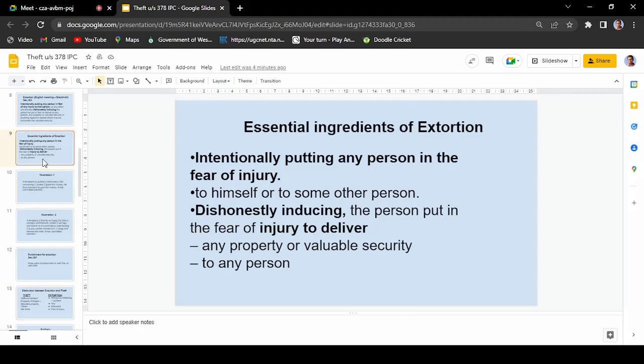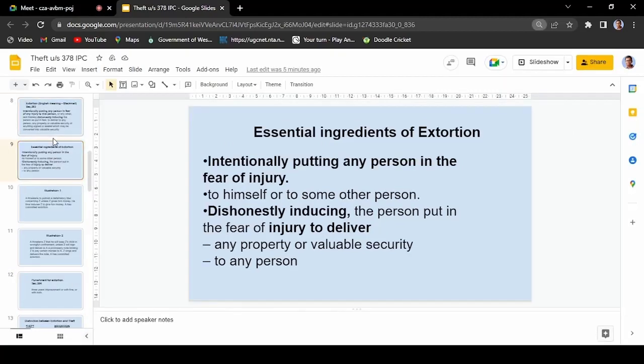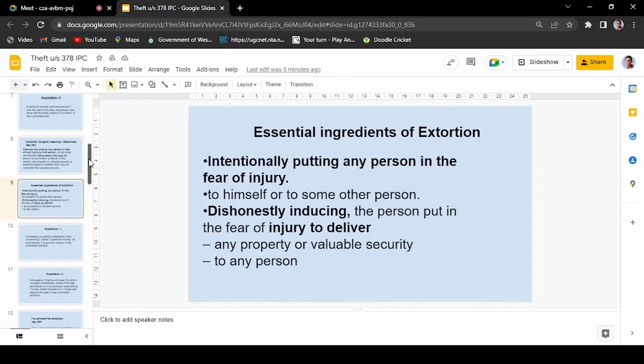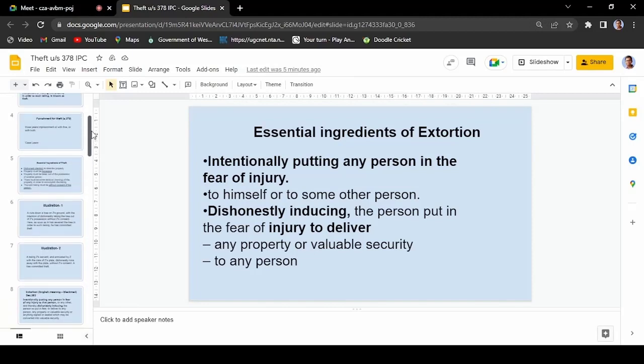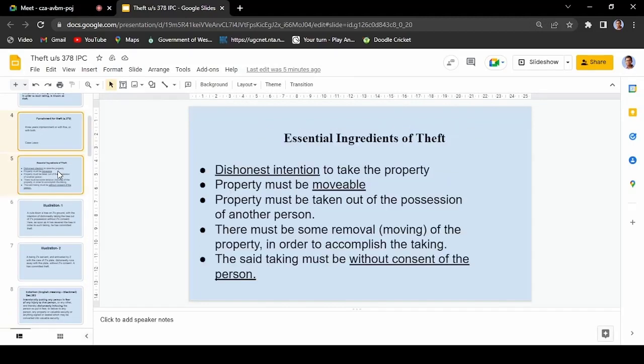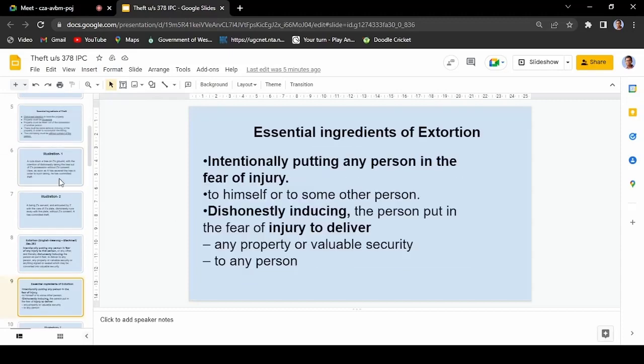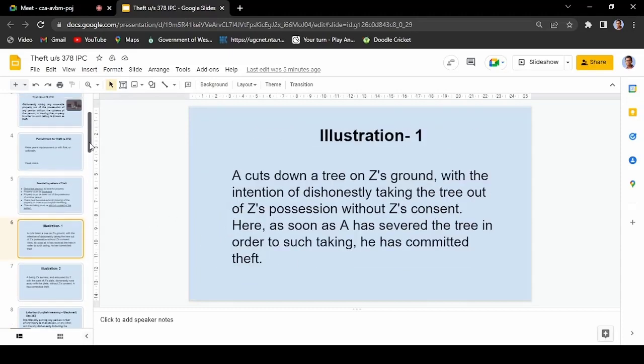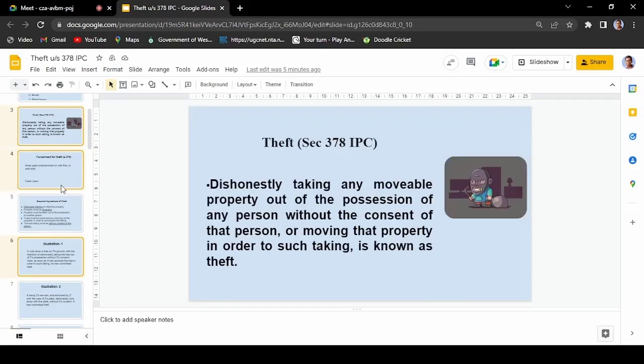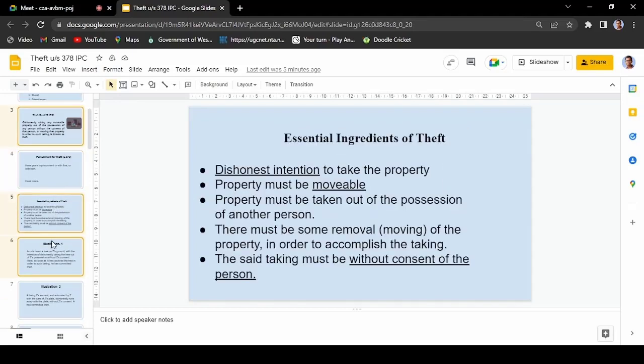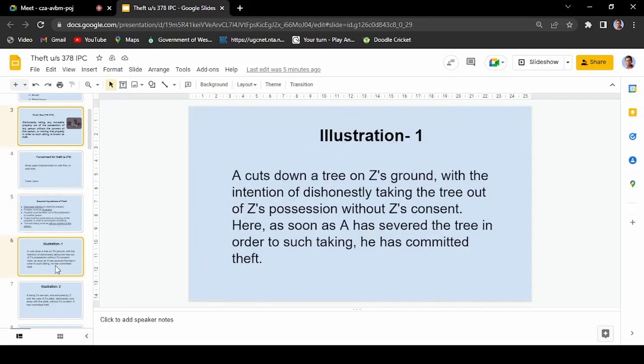And one more thing I have forgotten to write down: some case laws from theft. It will increase your paper and subscript value. Just write it down, some case laws.